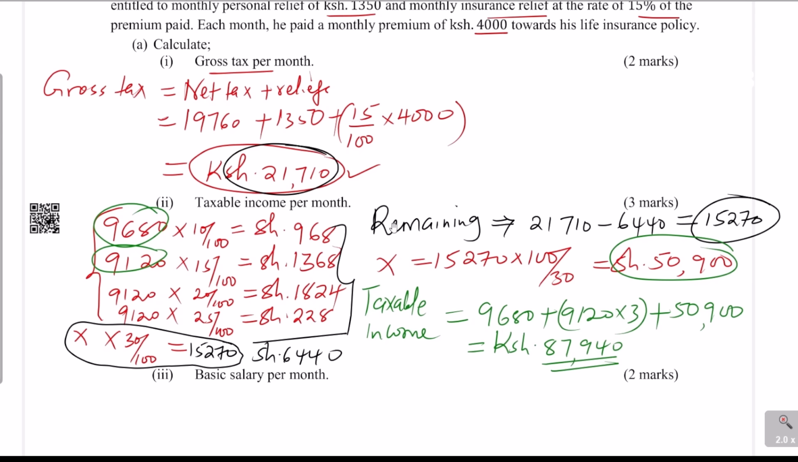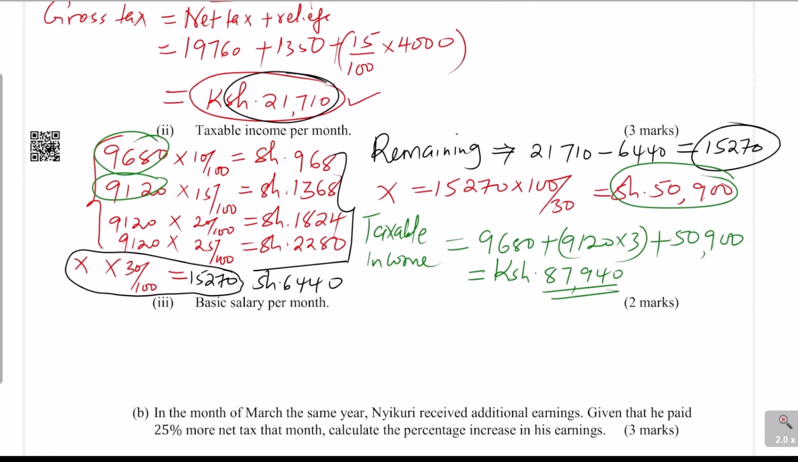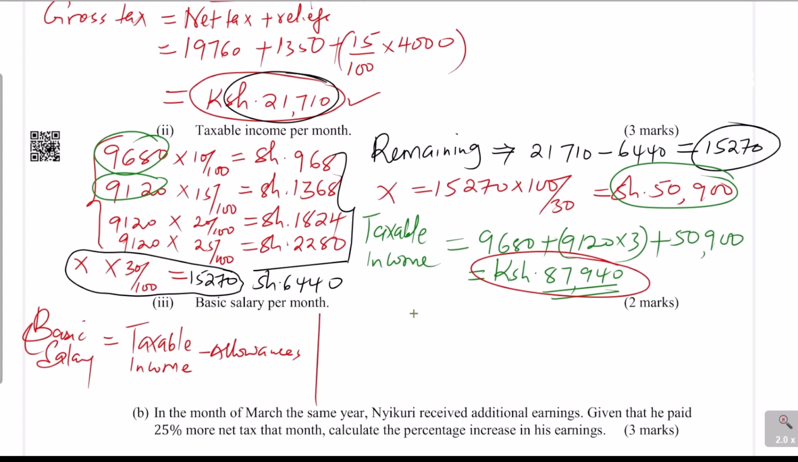We go to the next question, the basic salary per month. So how do you get the basic salary? Basic salary is given by taxable pay, taxable income, minus the allowances. Taxable income minus the allowances. So we have the taxable income, we already got it. It is 87,940. Now we subtract the allowances.